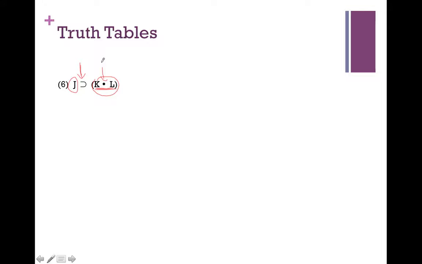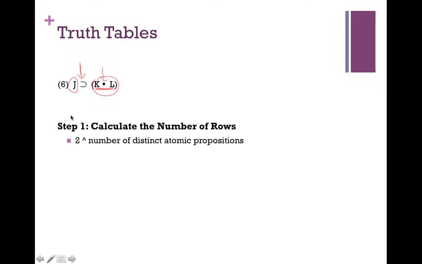Now, we need to construct a truth table. And the first step is we've got to calculate the number of rows. This is the first one we've had where we have three different atomic propositions, J, K, and L. So we have to raise 2 to the power of 3, and we're going to have 8 total rows.